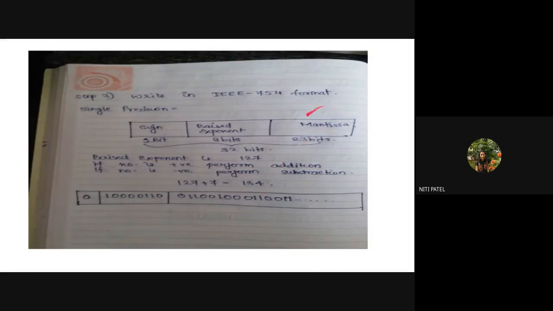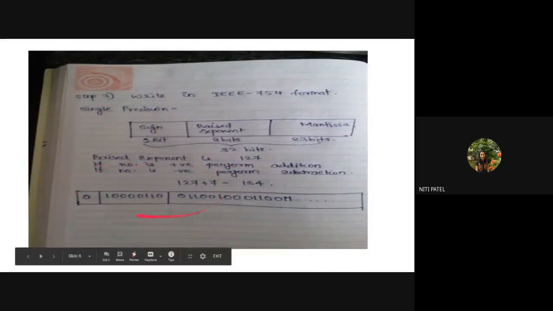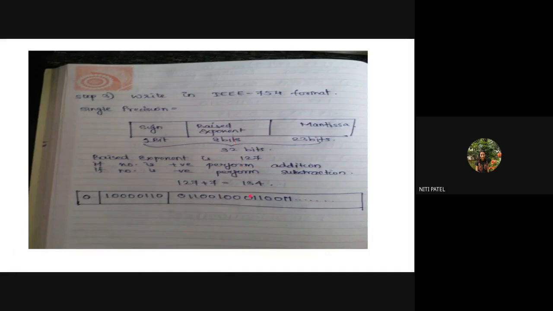What is my mantissa? My mantissa is nothing but all these bits after the decimal. So all these bits after the decimal are copied as they are over here. So I have represented 178.1875 in single precision, which has sign magnitude as 0, biased exponent as 134, and mantissa, which is calculated from step number 2, which is all the binary numbers after the decimal.